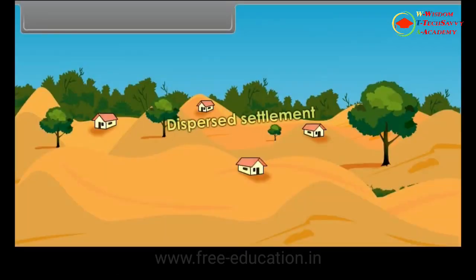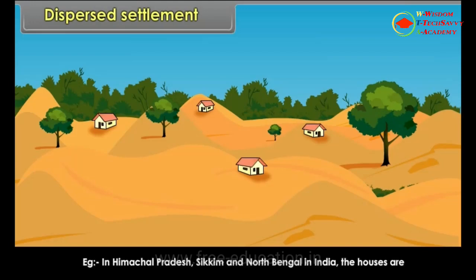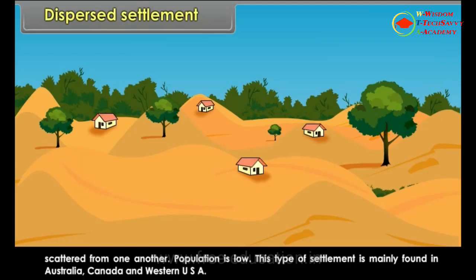Dispersed settlement. These settlements are generally found in hilly areas, plateaus, and highlands. Example, in Himachal Pradesh, Sikkim, and North Bengal in India, the houses are scattered from one another. Population is low. This type of settlement is mainly found in Australia, Canada, and Western USA.